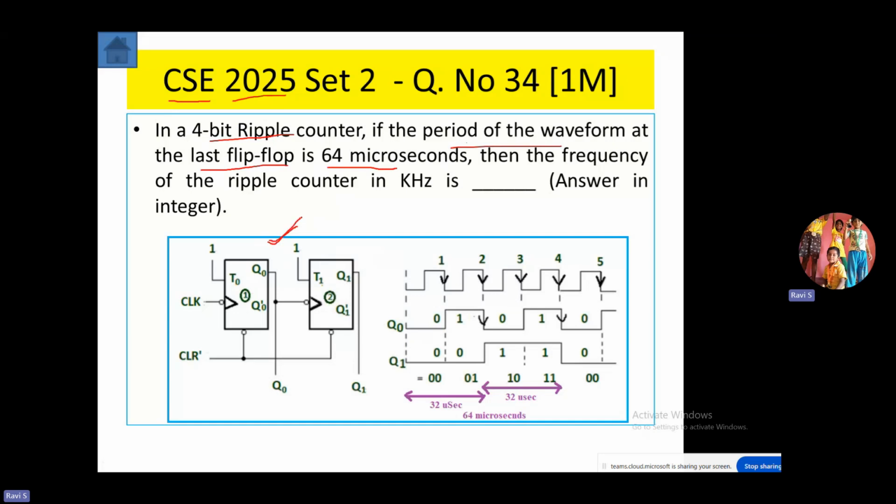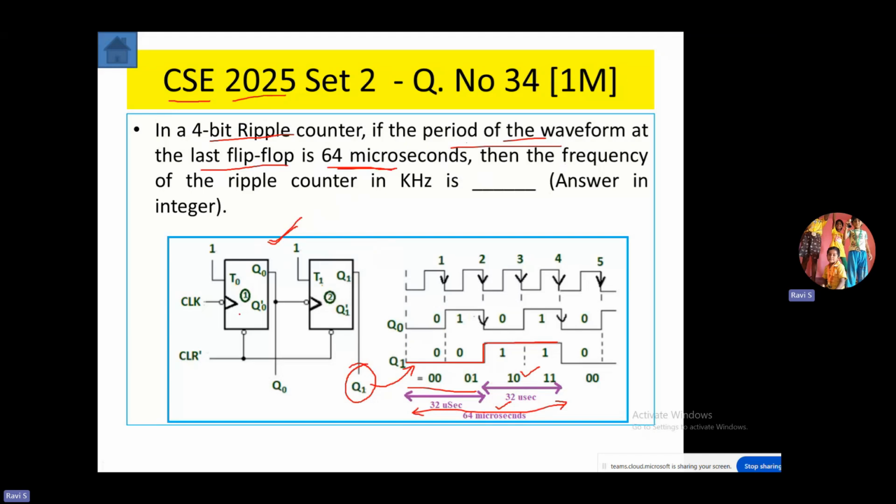If you consider a ripple counter like this, they measure the period of the waveform. That means this may be the second flip-flop or last flip-flop, across which if you measure the output, we get a waveform like this with some logic low and logic high. The total time interval is nothing but the clock period, which is about 64 microseconds. For about 32 microseconds, it is at logic 0. Another 32 microseconds, it is at logic 1. So this 64 microseconds is a cycle or period of the waveform measured at the last flip-flop.